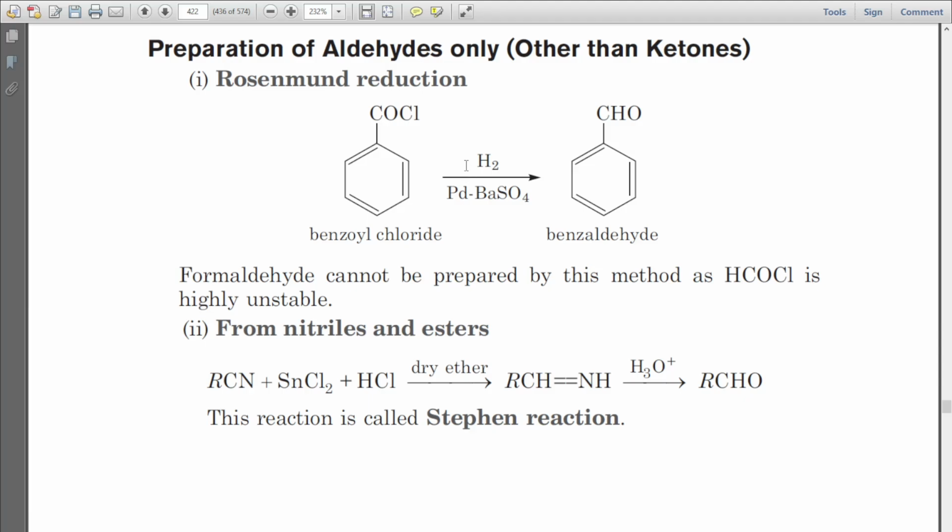First is the Rosenmund reaction, a name reaction, therefore important for your board examination. We take benzoyl chloride, a COCl group attached on an aromatic ring, and we use Lindlar catalyst, H2 and palladium on barium sulfate, to convert it into CHO, benzaldehyde. Formaldehyde cannot be prepared this way since HCOCl is a highly unstable compound.